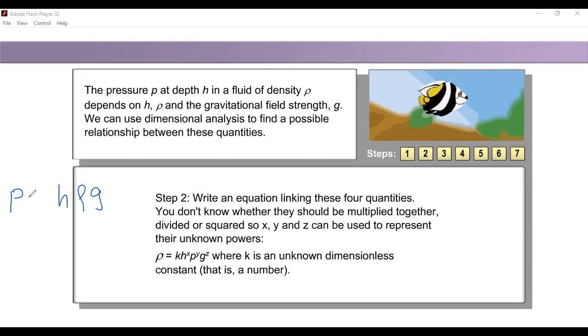I use a different color. I assume that P is equal to k h^x rho^y g^z, where x, y, z are unknown. Okay, so next step, h is the depth. So back to the dimension. Pressure first. We know that pressure, what is the unit for pressure? Dimension for the pressure. Let me see, where is the dimension just now? Pressure.